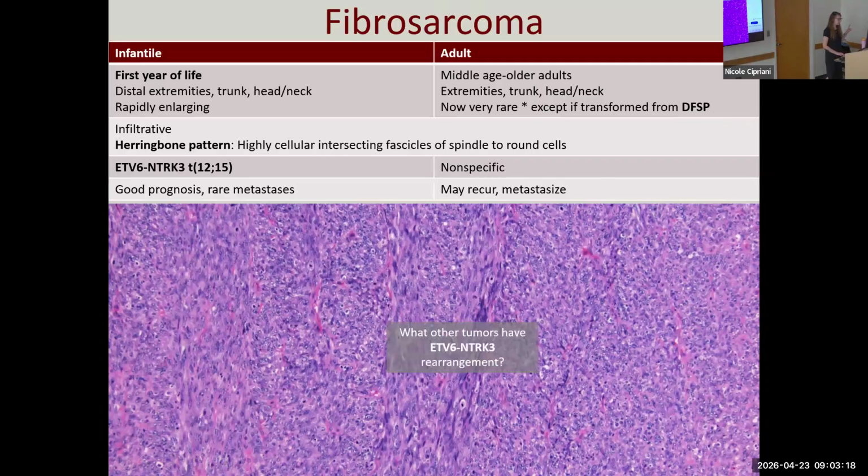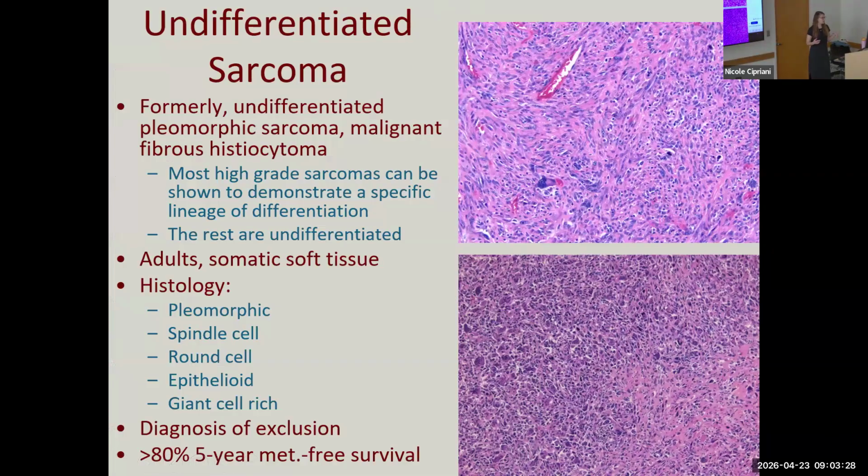All right, what other tumors have ETV6-NTRK? Secretory carcinoma, some thyroid carcinomas, some variants of mesoblastic nephroma, some leukemias. Okay. Undifferentiated sarcoma, again, a diagnosis of exclusion, but probably the most common sarcoma, along with myxofibrosarcoma, that you're going to see in adults. So no specific genetics, no specific IHC. It should be negative for essentially everything you throw on it, except for maybe some SMA and/or vimentin, right, which we don't really use for this. Can be pleomorphic, can be giant cell rich, can be spindled and round.